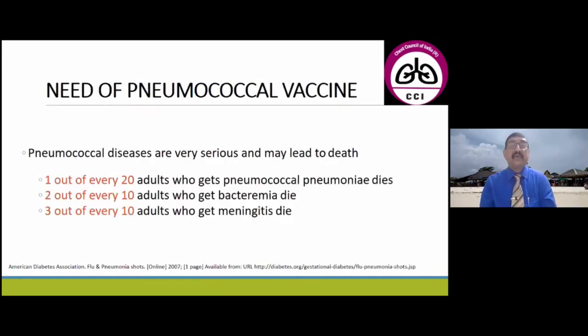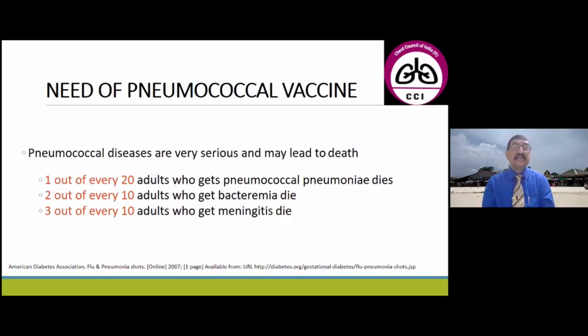What is the need for pneumococcal vaccination? Why should you give a pneumococcal vaccine to a patient? Of course, COPD is the main disease for which pneumococcal vaccination is required, but there are certain other conditions where you can advise your patient a pneumococcal vaccine.